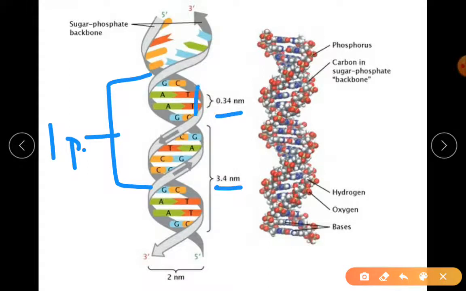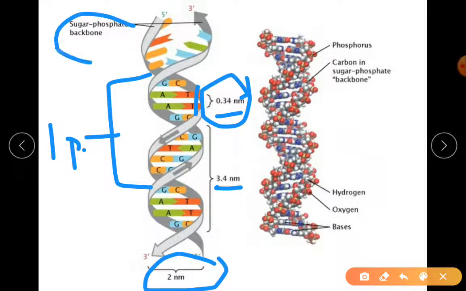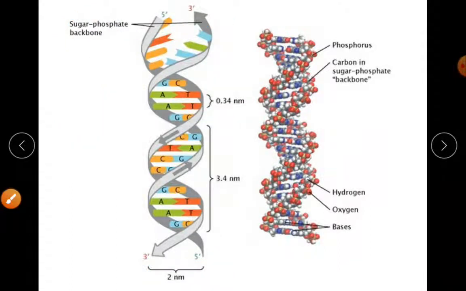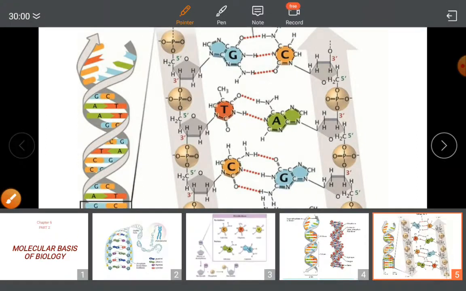Between two consecutive base pairs, the distance is 0.34 nanometer. Then the diameter is 2 nanometer. Then the sugar phosphate backbone, and 5 prime, 3 prime. Many of them have not written these, some of them have written. See that you're including the labeling. Without labeling, there is no marks. Okay, I hope it is clear.